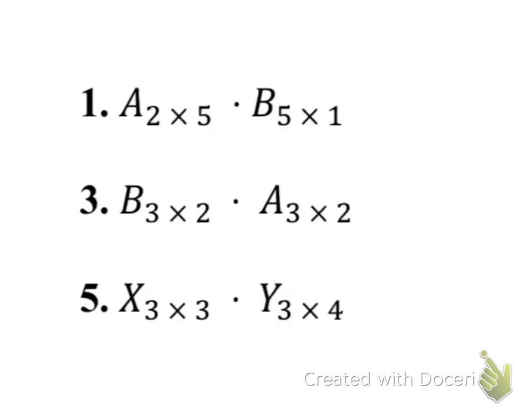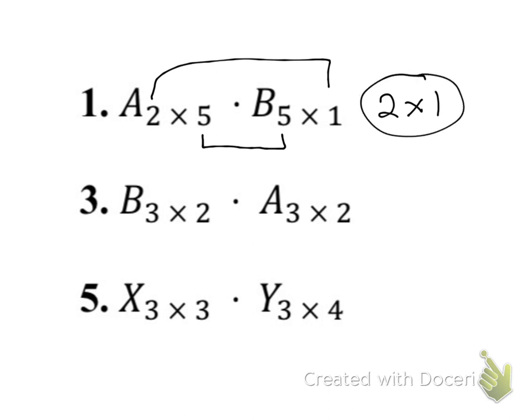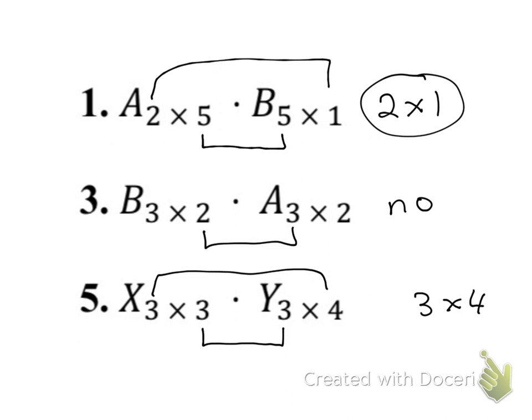All right, so number 1, we can do it. The dimensions will be a 2 by 1. 3, we cannot do it. 5, we can do it. And our answer will be a 3x4 matrix. Okay?